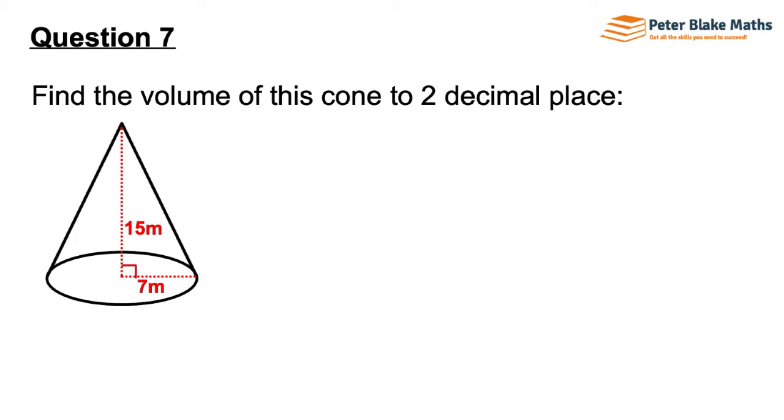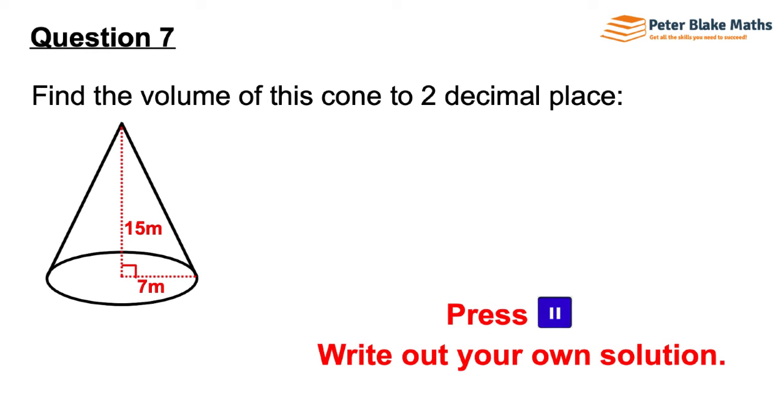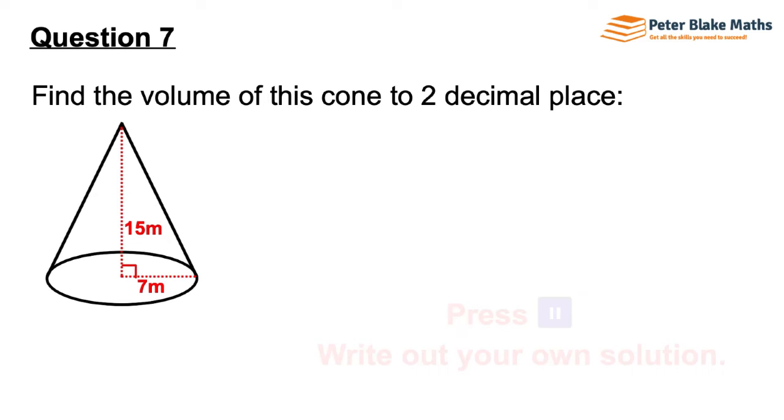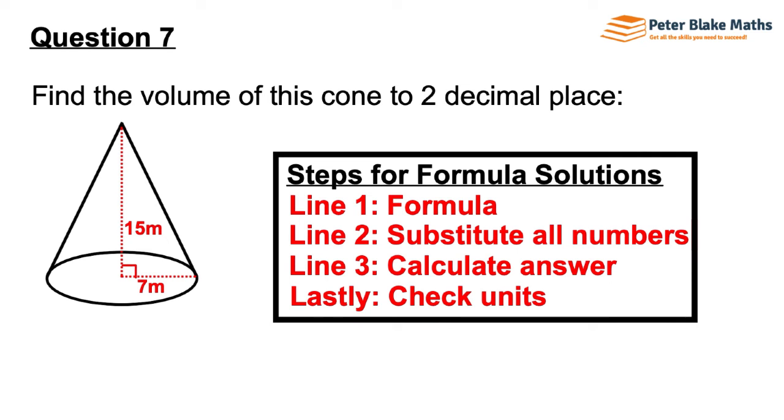Question 7. Find the volume of this cone below to 2 decimal places. We have a perpendicular height of 15 meters and a radius on the base there of 7 meters. This question will involve a formula, so we'll write it on the top line. On line 2, we'll substitute all the numbers in, calculate our answer, and check our units.